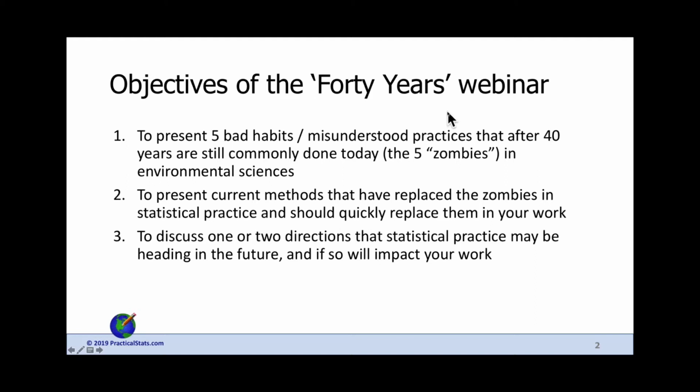So I'd like to give you 5 of those today, point those out to you, encourage you not to use them anymore. I'll do that by number 2, presenting current methods that have replaced them in statistical practice and should replace them quickly in your work. And then finally, look ahead a little bit to discuss 1 or 2. It'll be primarily 1 direction that statistical practice is heading. And if it goes in that direction, it certainly will impact your work. And so I want you to be aware of it and look out for it and maybe adapt to it.